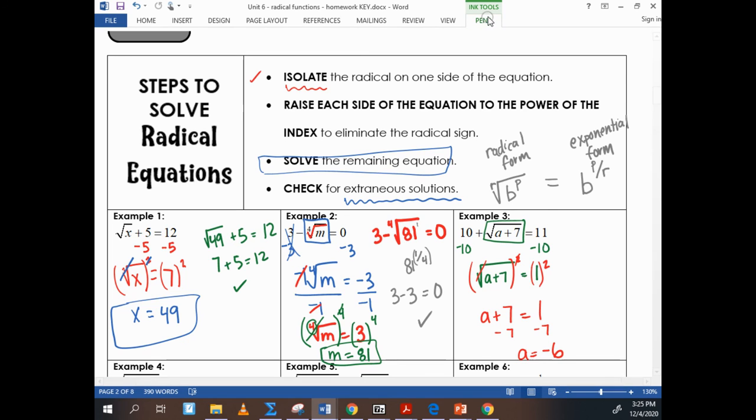All right, before we circle that one, let's go ahead and check it. Plug it into this equation right here. We're going to say 10 plus the square root of -6 plus 7 should equal 11. Let's check to make sure it does. Well, -6 plus 7 is 1. Square root of 1 is just 1. So yes, indeed, 10 plus 1 is equal to 11. That checks. So go ahead and circle that answer.